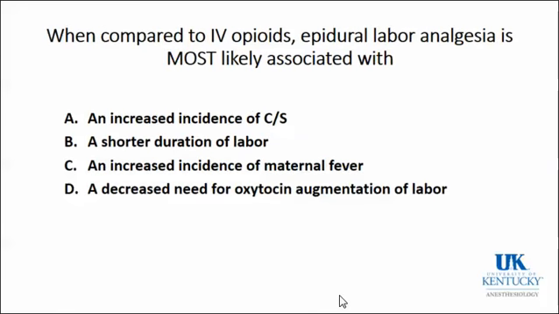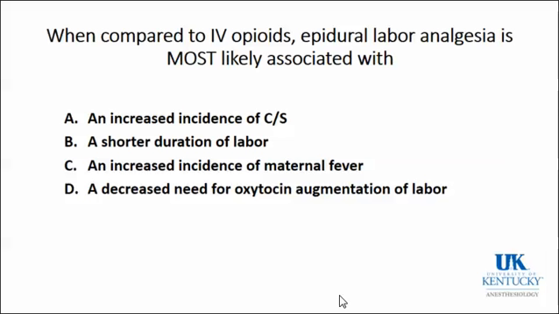Another question: when compared to IV opioids, epidural labor analgesia is most likely associated with which of the following? The answer is going to be an increased incidence of maternal fever. There is an association between epidural and maternal fever. There is not a higher risk of C-section with labor epidurals. There is not a shorter duration of labor.